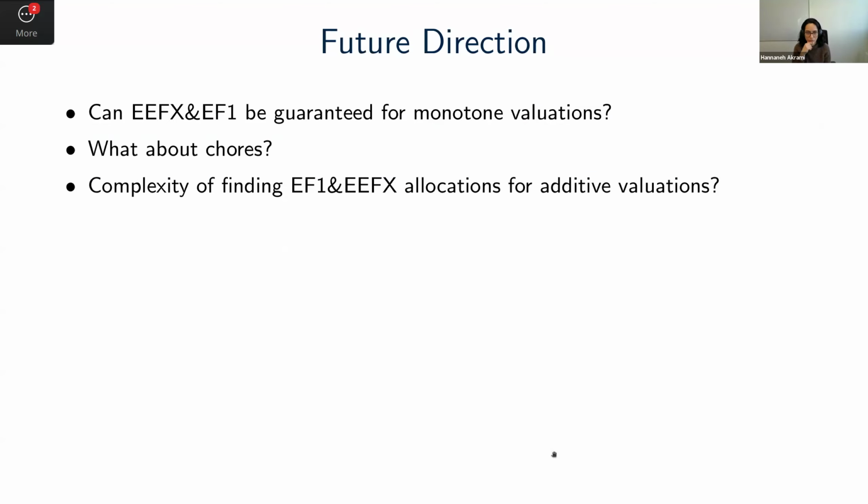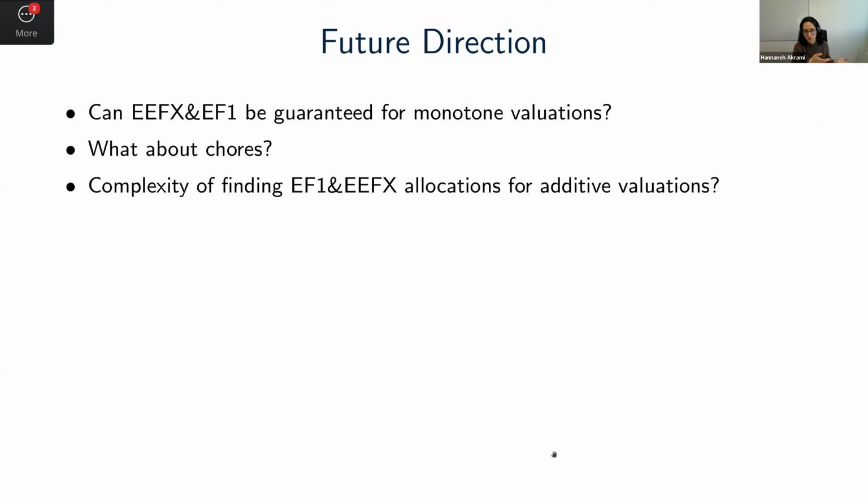Now let me finish my talk by suggesting some future directions. Our result holds for additive valuations, but we know that EEFX and EF1 individually exist for monotone valuations as well.